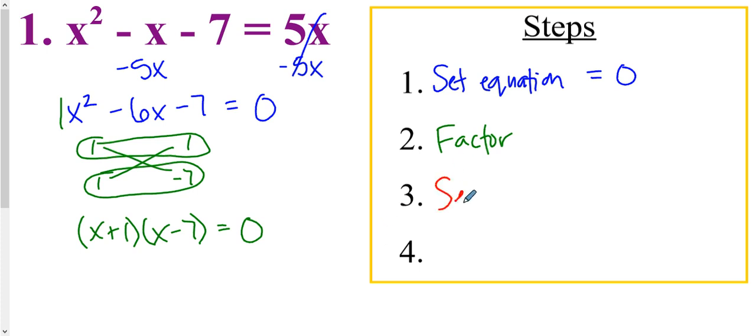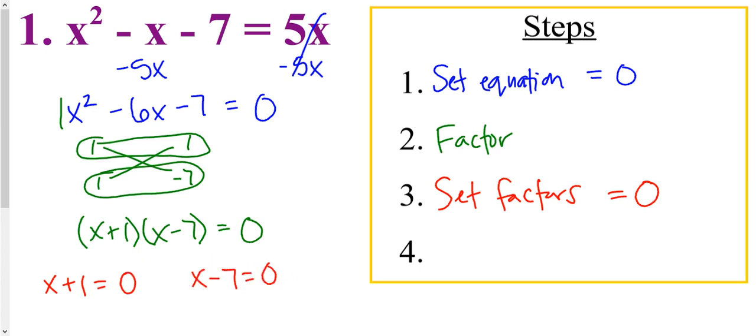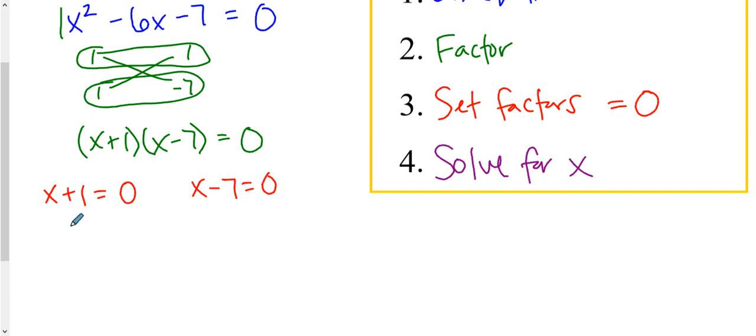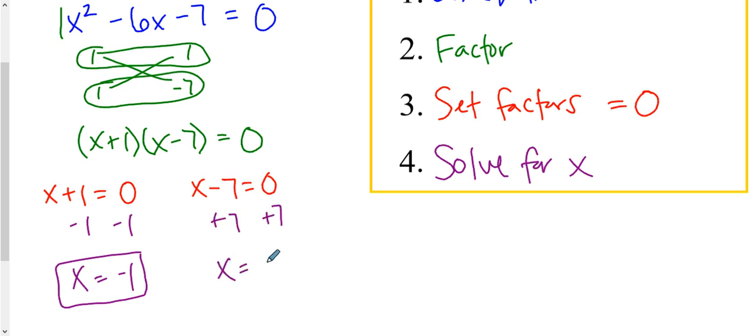My third step is to set my factors equal to 0. So factors are your pieces in parentheses, and I'm going to set each one of those equal to 0. And then my last step is to solve for x, or to solve for the variable. To get x by itself on the left, I'm going to subtract 1. That gives me x equals negative 1. And then on the right, I'm adding 7. So x equals positive 7. And that's it. So we got to get everything on one side so that we can factor. Then we set our factors equal to 0. And finally, we solve for x.